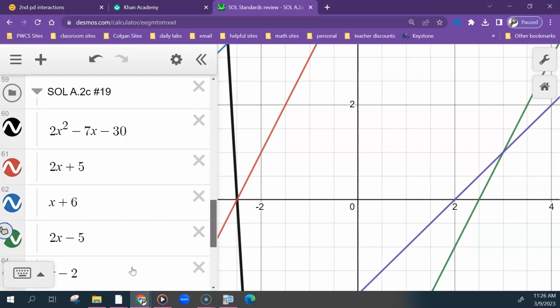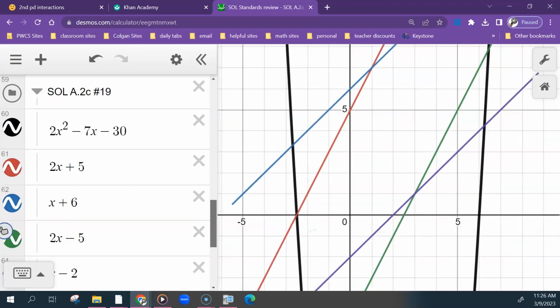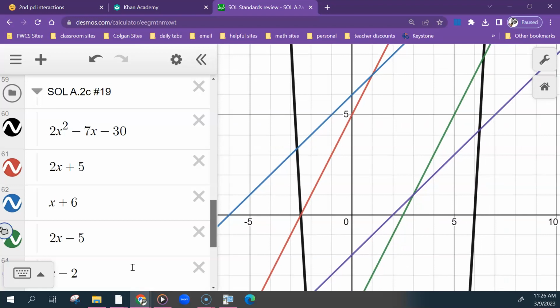So kind of the same thing that we were just doing. If I put in the original and put in all the answer choices, I'm looking for which one crosses the black line at the x-axis. So the red one would be your answer, 2x plus 5.